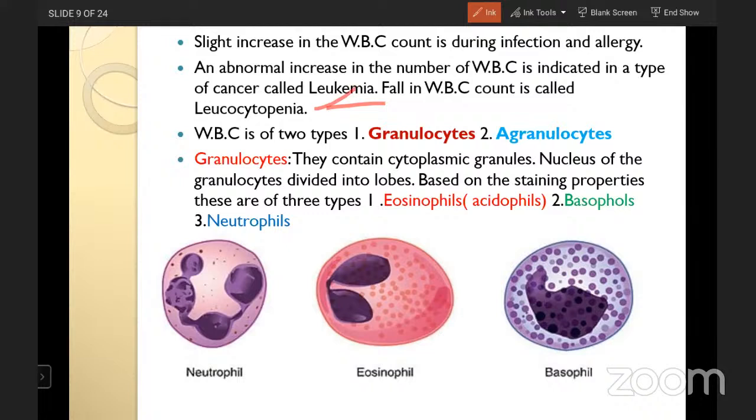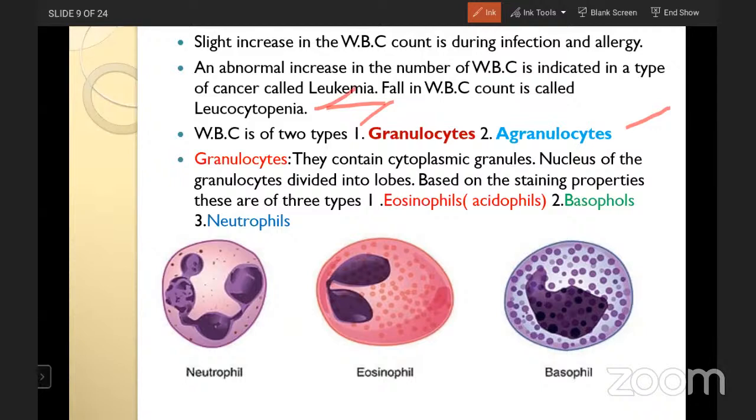Here, the WBCs are of two types: granulocytes and agranulocytes. The terms themselves indicate that if granules are present, they are granulocytes. If granules are absent, they are agranulocytes. First, let us go for the granulocytes. They contain cytoplasmic granules.